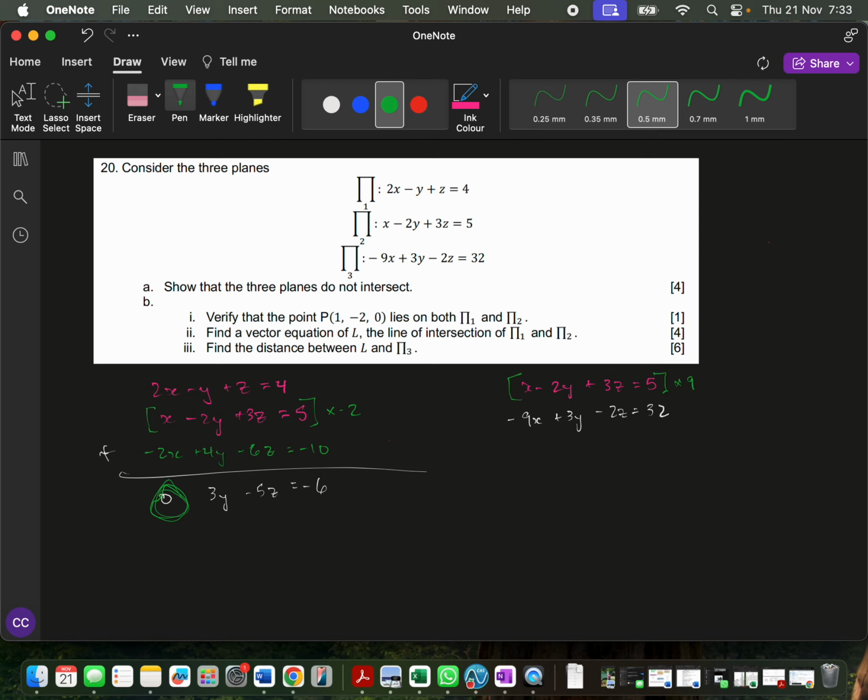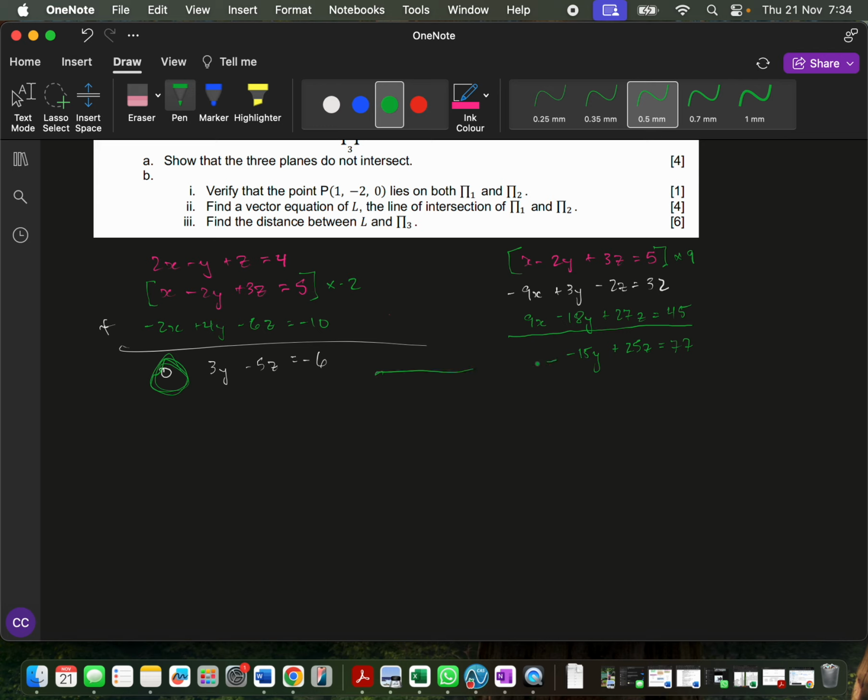So if I did that, this new combined one is going to be 9x minus 18y plus 27z is equal to 45. That's pretty ugly, but it's doable. So I'd end up with negative 15y plus 25z's is equal to 77. Ugh. All right.